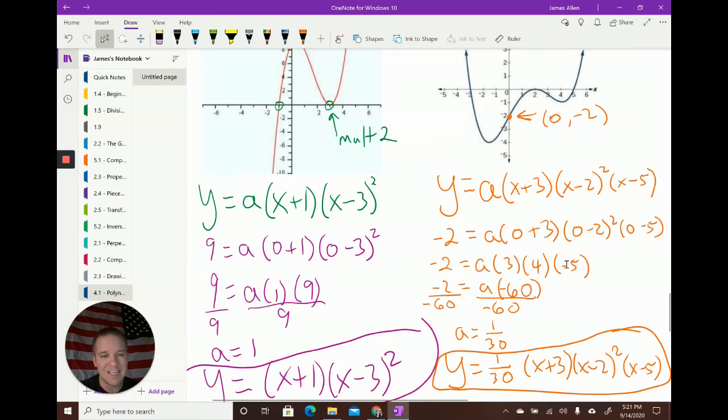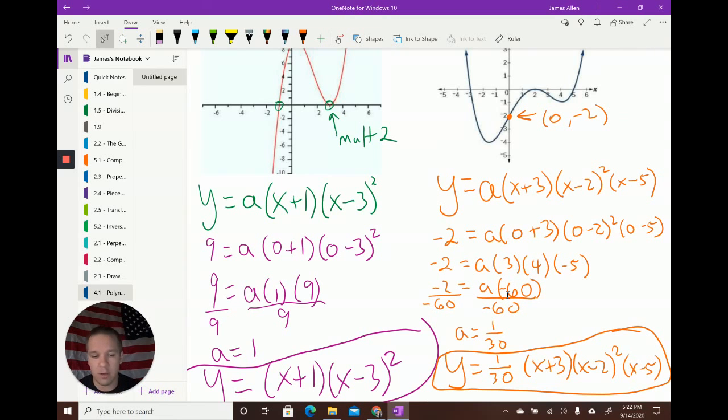We end up getting negative 60 over here. Divide, we get 1 over 30 for our a value. It is a positive quartic. Honestly, I almost forgot this sign right here when I was doing this, and then I went to put -1/30, and I was like, wait a sec, this is a positive quartic function. Where's my mistake? And I went back and I saw that. Okay, so always verify that what you have there makes sense on the graph.